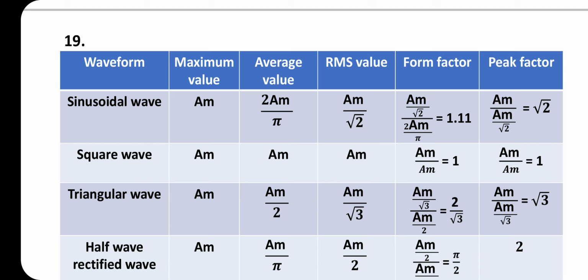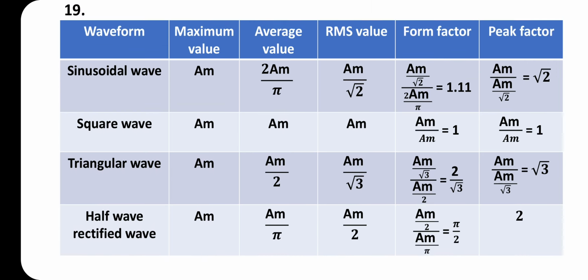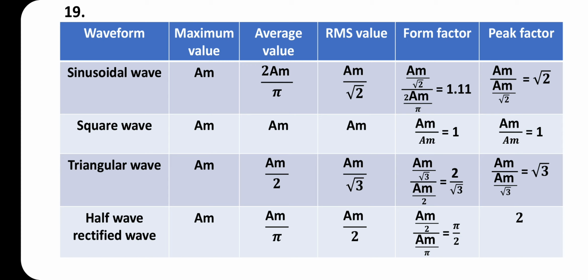For square wave, maximum value, average value and RMS value are Am. Therefore, form factor and peak factor are 1. For triangular wave, maximum value is Am, average value equal to Am by 2, RMS value equal to Am by root 3 and form factor equal to 2 by root 3 and peak factor equal to maximum value divided by RMS value, which is equal to root 3. For half wave rectified wave, maximum value equal to Am, average value equal to Am by pi, RMS value equal to Am by 2, form factor equal to pi by 2 and peak factor equal to 2.